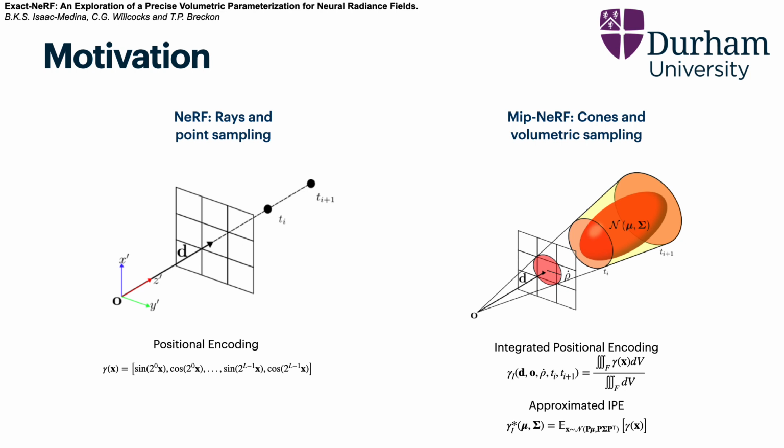In order to reduce this, Mip-NeRF performs a volumetric position encoding by considering a cone that passes through a pixel and samples cone frustums instead of points. Mip-NeRF defines an integrated position encoding that is the integral of the positional encoding function over the cone frustum divided by the volume of that region. This formula has no closed form solution, so it is estimated using a fitted 3D Gaussian.